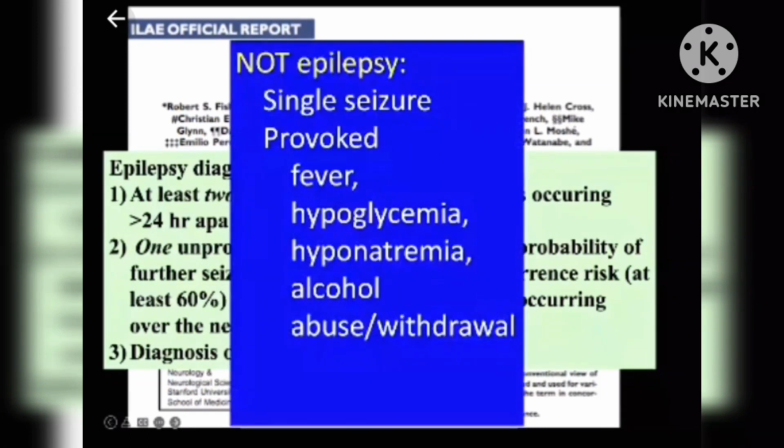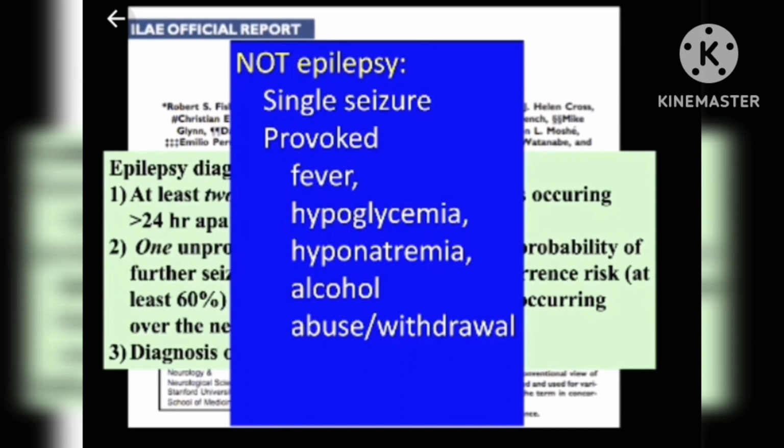But what is not clearly epilepsy? Clearly, these are not epilepsy. One is a single seizure, except in that circumstance that I told. But if a seizure is provoked, even if you have 10 seizures, it is not epilepsy because they all come in a certain setting.